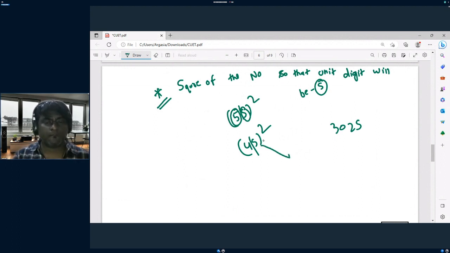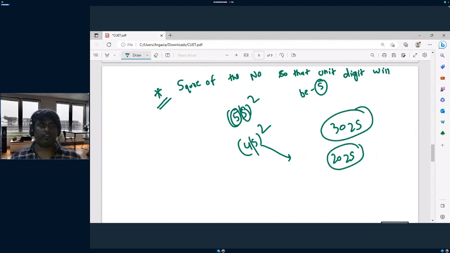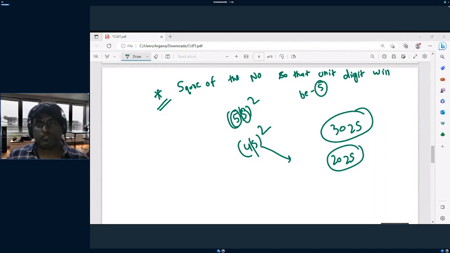Now what is the square of 45? The last part is 25, and 4. Now what is the successor of 4? That is 5. 4 times 5 is 20, which gives 2025. So that could be done easily. That is really important.